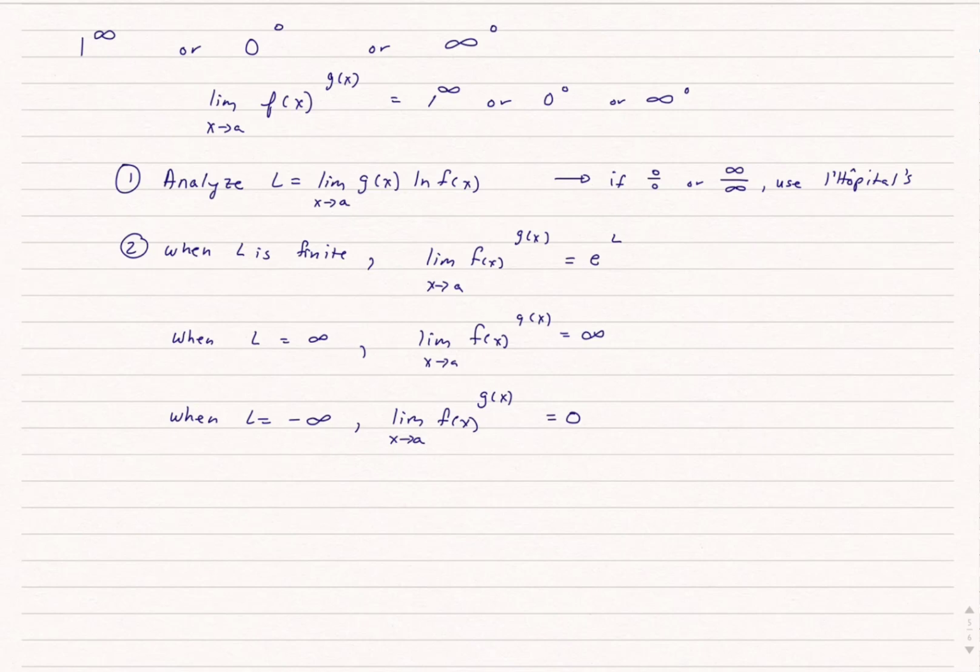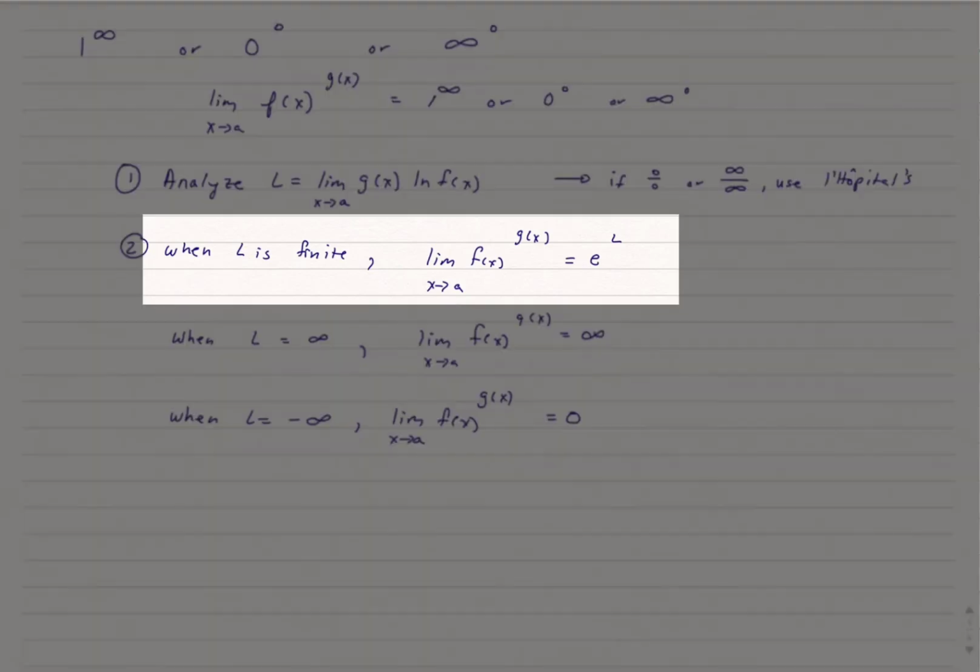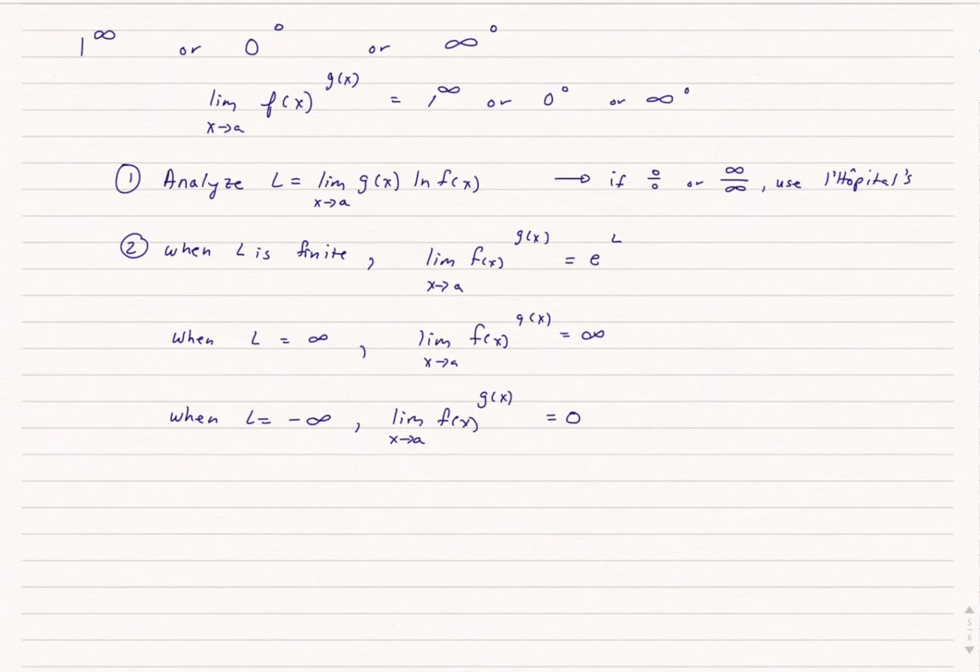Then we need to look at what L is. L is equal to that limit of, again, g of x, what was in the exponent, times the natural log of f of x. If L is finite, then the limit of x approaching a of f of x to the g of x is simply e to the L power. If L is infinite, then the limit we're looking for is also infinite. If L is equal to negative infinity, then the limit goes to 0. Let's look at 2 examples.